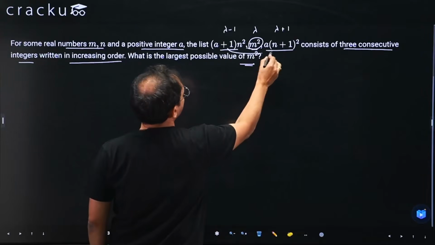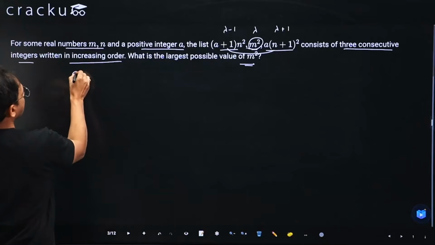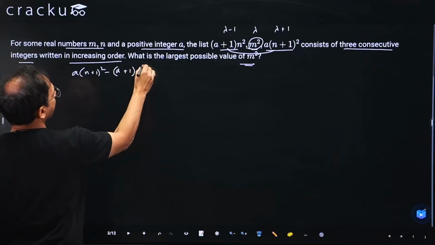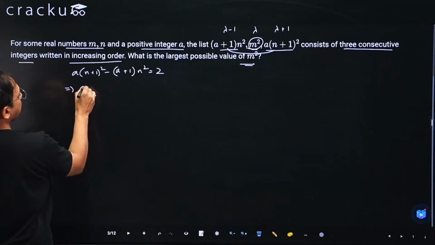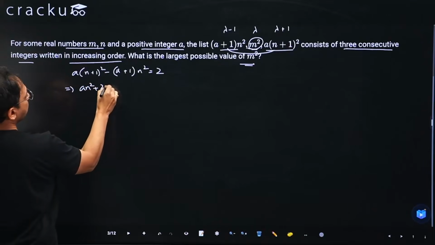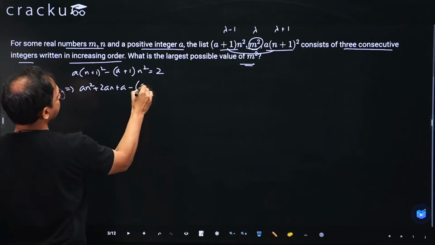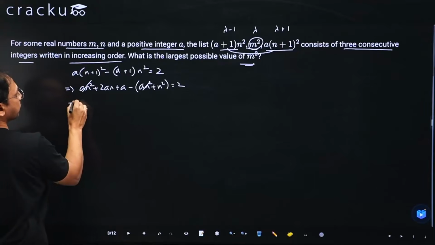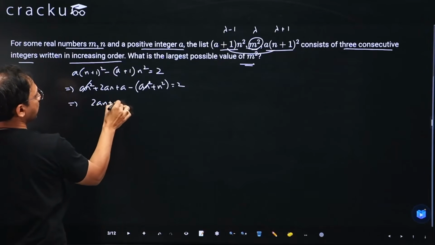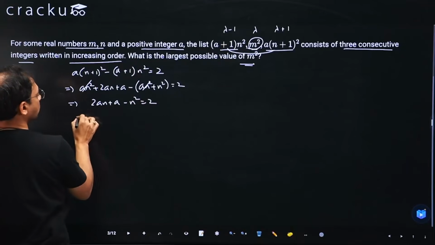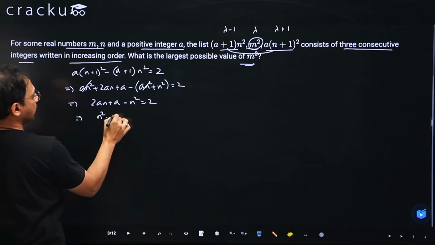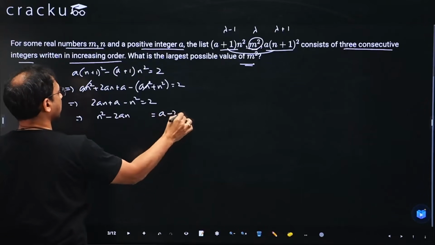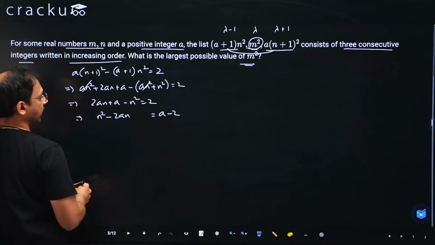We will take these two terms. The difference should be 2. So a into (n + 1)^2 minus (a + 1) into n^2 should be 2. Expand. a n^2 + 2an + a minus (a n^2 + n^2) is equal to 2. This will get cancelled off. 2an + a minus n^2 is equal to 2. Send everything to the right hand side. n^2 minus 2an is equal to a minus 2.